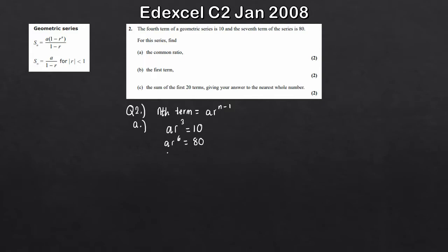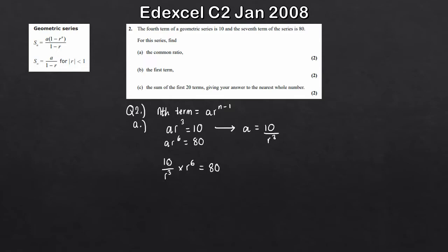There are a few different ways you can do this. You can do ar^6 divided by ar cubed, which equals 80 divided by 10. The way I like to do it is rearrange in terms of a and then substitute a into one of the other equations. It doesn't matter which way you do this, but I think the easiest way is to rearrange this one here. So a is equal to 10 divided by r cubed. Then I substitute this a into this equation here, so that's 10 over r cubed times r^6, and that's equal to 80.